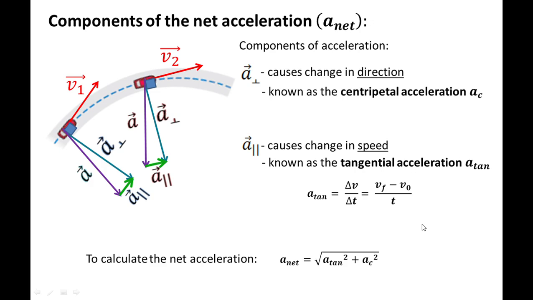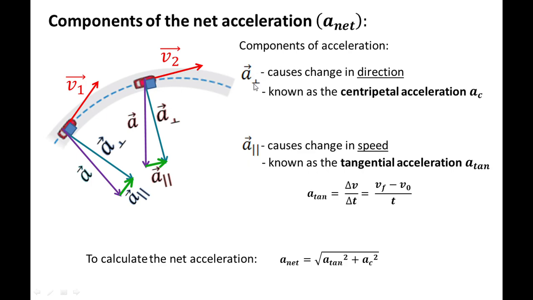So here again, we have the components of the net acceleration. We have here the formal names of the parallel and the perpendicular acceleration. In the previous discussions, I told you that in circular motion, we have two types of acceleration, the perpendicular acceleration and the parallel acceleration. This is called perpendicular because it is perpendicular to the direction of the velocity of the object, while the other one is called parallel acceleration because again it is parallel to the velocity of the object. Now they have formal names.